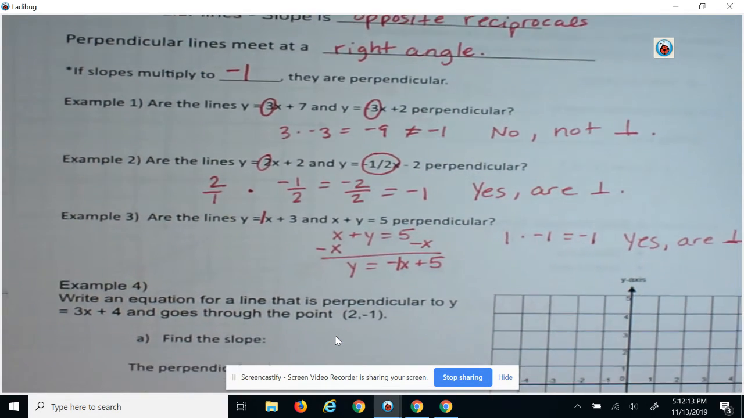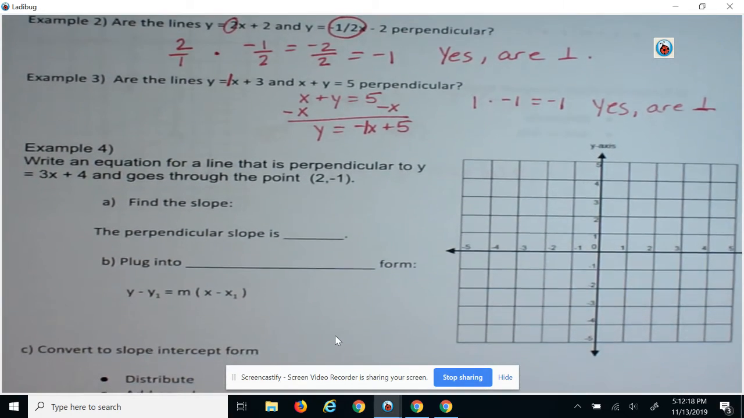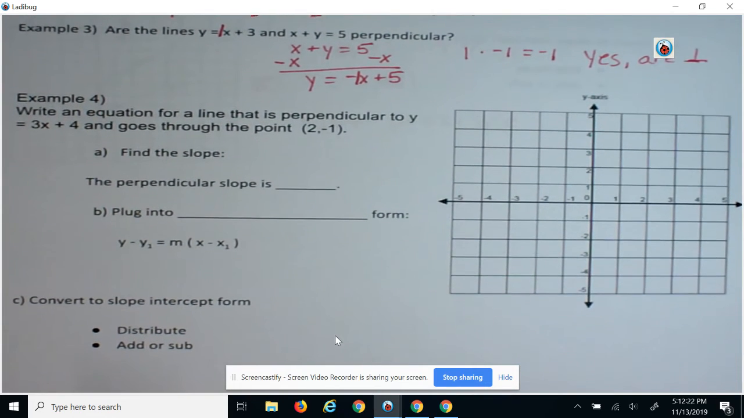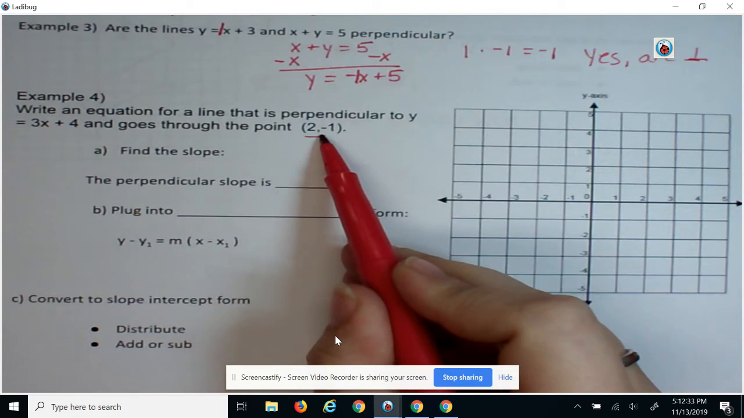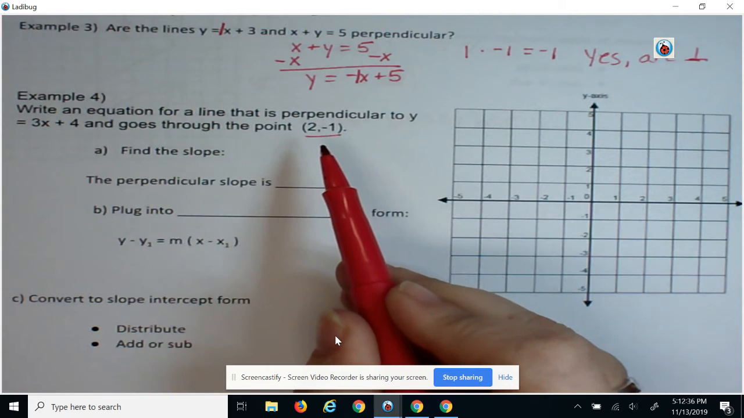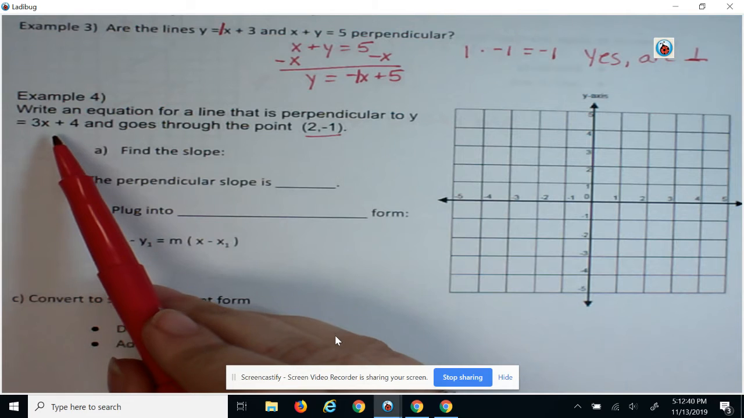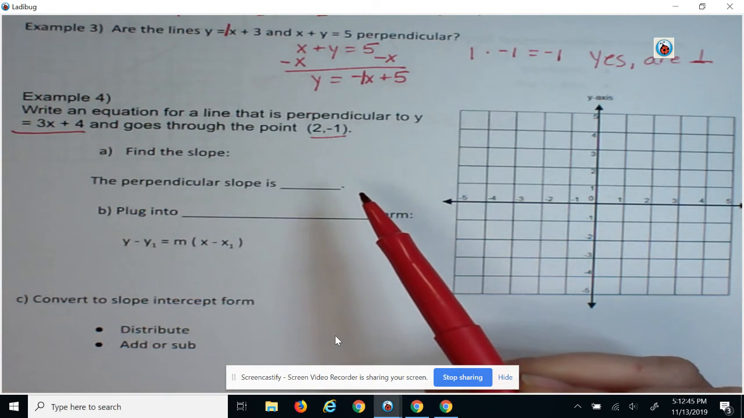All right, so in our discovery activity, we did some examples of writing perpendicular lines through a y-intercept. On your paper playlist, you'll have to go back to that and review that. So we're going to skip to examples where they're not going through an intercept, but they're going through a given point. So we want to write an equation that is perpendicular to y equals 3x plus 4 and goes through the point (2, -1).